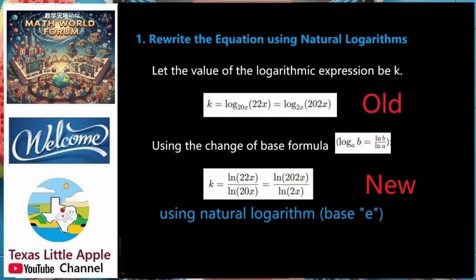Step 1. Rewrite the equation using natural logarithms. Let the value of each logarithmic expression be k, as shown on the screen. Using the change of base formula, we can express both sides in terms of natural logarithms. This gives us a new, simplified equation written entirely with natural logs.